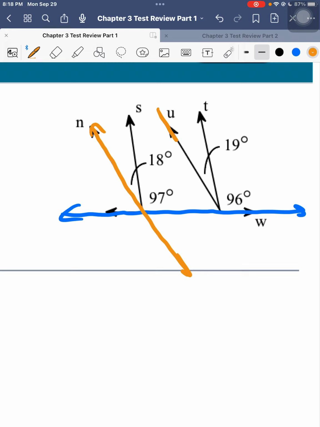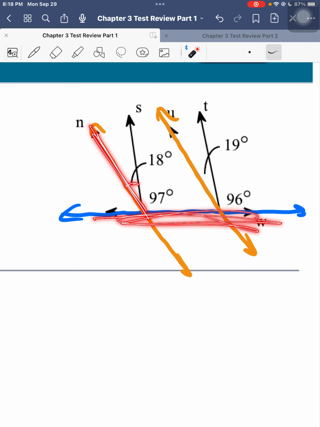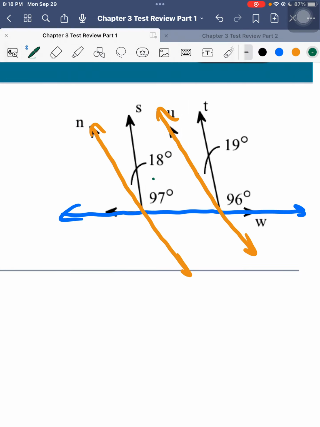If I extend this transverse line N and this transverse line U, what angles do I get formed? This is the part that's tricky for people. The angle formed between the intersection of this N and this W is not 18 and it's not 97. It's actually both of them. It's 18 plus 97. You see this entire angle? This entire angle is the addition of this angle plus this one.